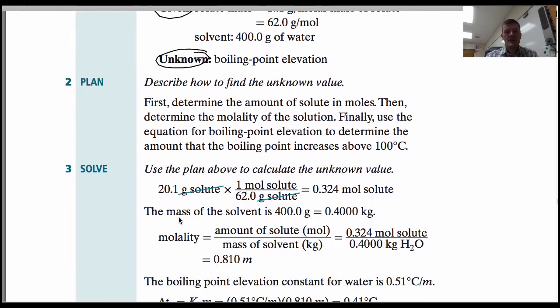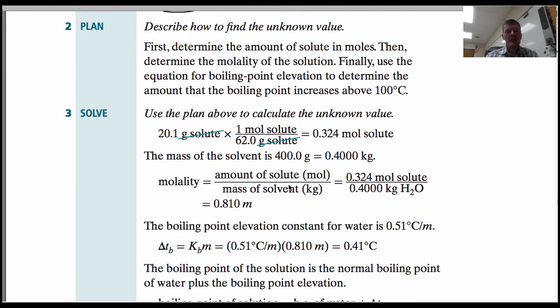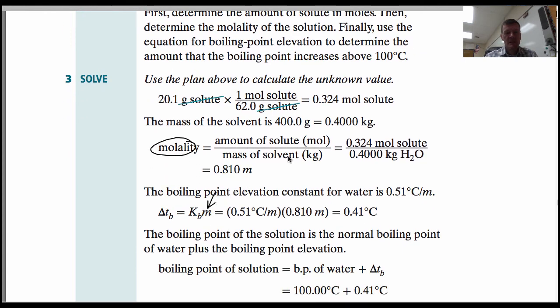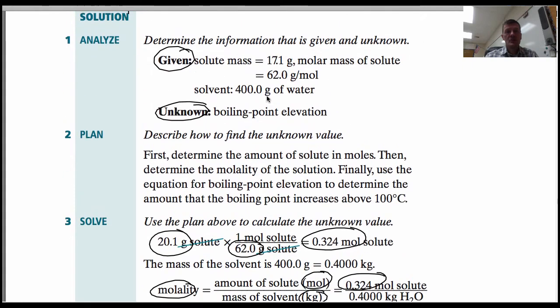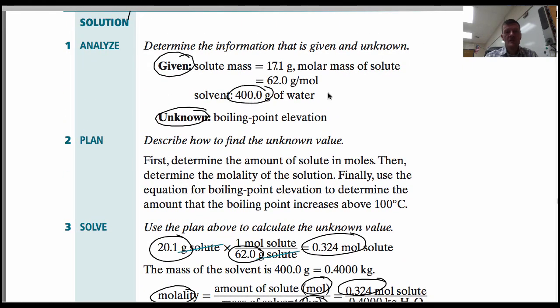So we first have to find our moles. Because remember, molality in our formula right here is moles per kilogram of solvent. So we've got to find moles. You're not given moles, you're given grams. So you have to take 20.1 grams and divide by its molar mass. This is how many moles of that solute we have. And that goes in the numerator. Then we are told that we have 400 grams of water, but you've got to divide that by 1,000 in order to get kilograms.